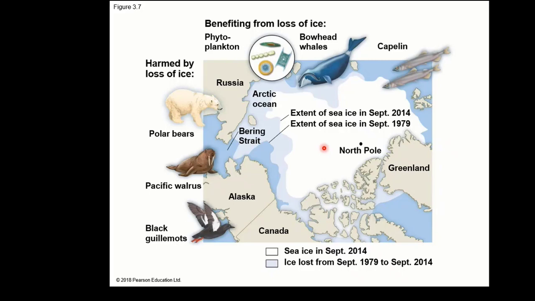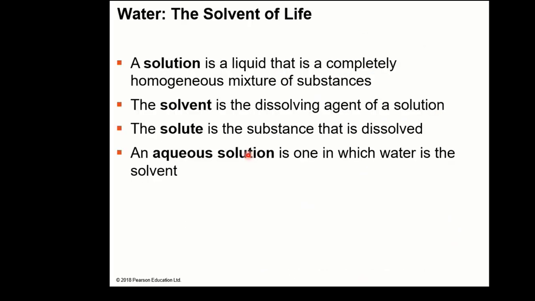And then you see this Pacific walrus in Alaska, which are at home here. So these are the species or the individuals which are affected negatively by the loss of ice, which is pretty much bad.